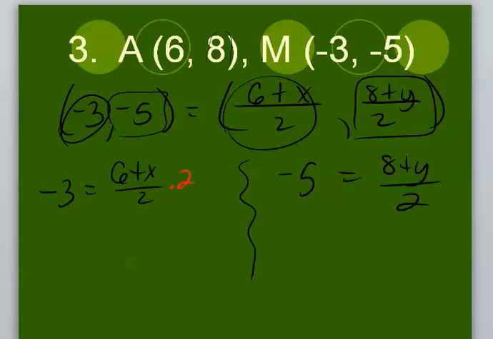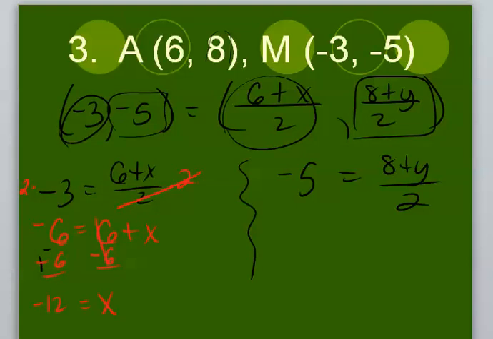So we're going to multiply both sides by 2. 2 times negative 3 is negative 6. On the right, it always just cancels the bottom. It does not change the top. To get x by itself, we need to get rid of this 6. So we're going to subtract 6 because it's positive. Negative 6 minus 6 is like plus a negative. So that's going to give us negative 12.